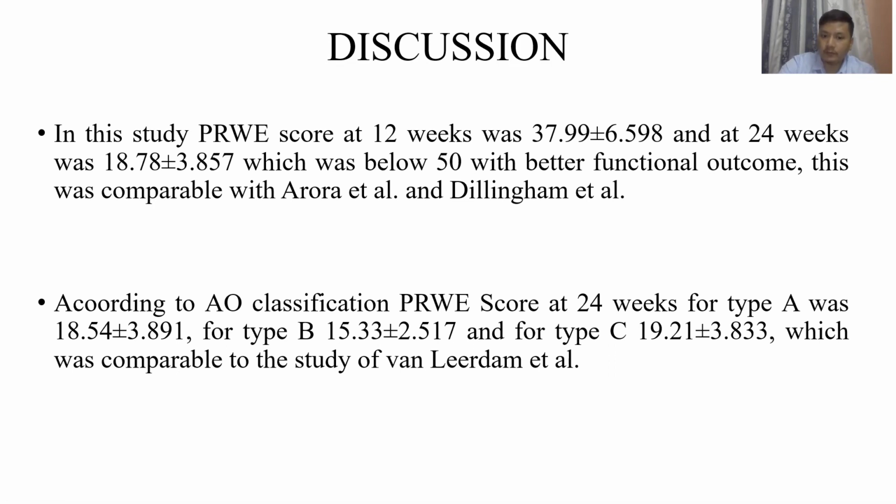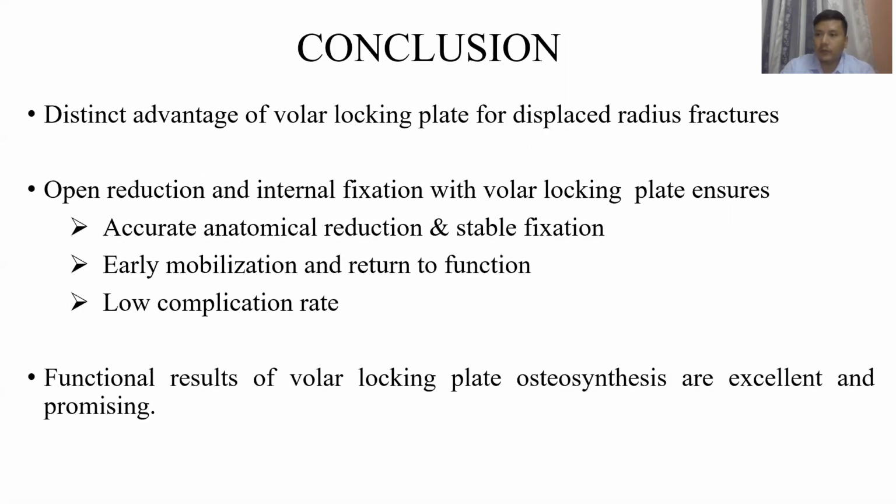According to AO classification, PRWE score at 24 weeks for extra-articular fracture was 18, for partial articular fracture was 15, and for complete articular fractures was 19, which was comparable with the study of Van Ledam et al. So I want to conclude that volar locking plating had distinct advantages for displaced radius fractures.